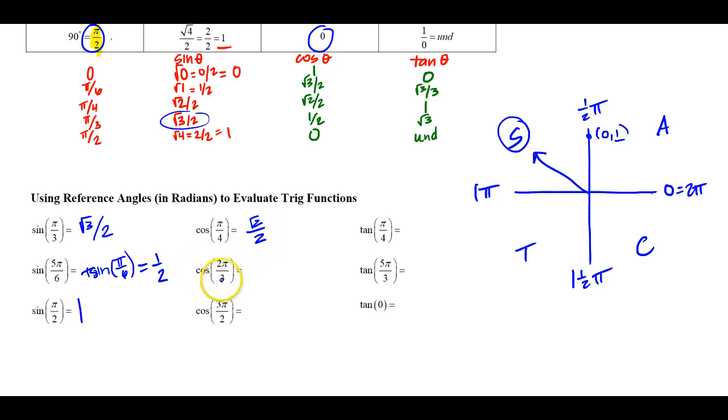Cosine of 2 pi over 3. So some more practice with using reference angles. So cosine of 2 pi over 3 is going to be the same as cosine of pi over 3, but positive or negative, that's the question.